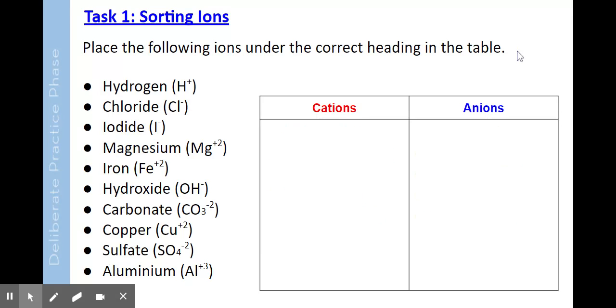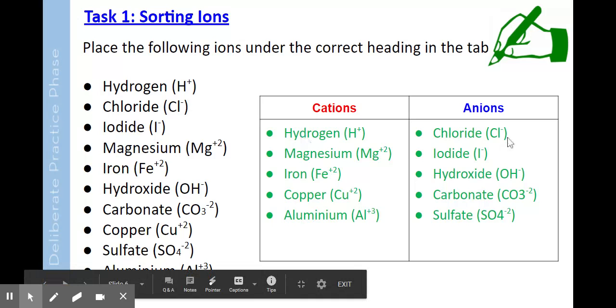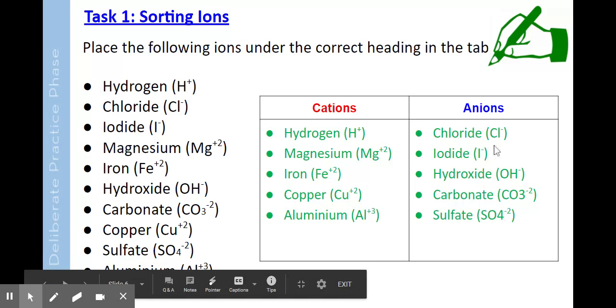Okay, so the cations were all the positive ions, all the metals and the hydrogen. The anions were all the negative ions, so your chloride, iodide, hydroxide, your carbonate and your sulfate.